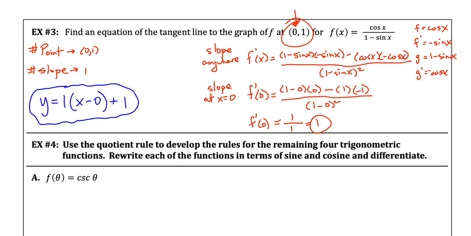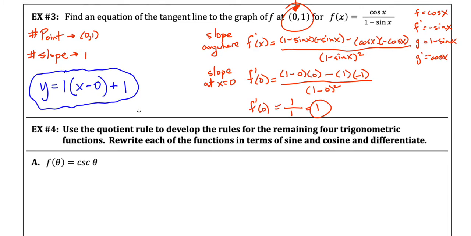This just says find an equation of the tangent line. It doesn't say find it in slope intercept or anything. It just says find an equation. And this is an equation. Good. This has nothing new in it, but I thought it was a good way for us to review what we did last week. Now we move on.